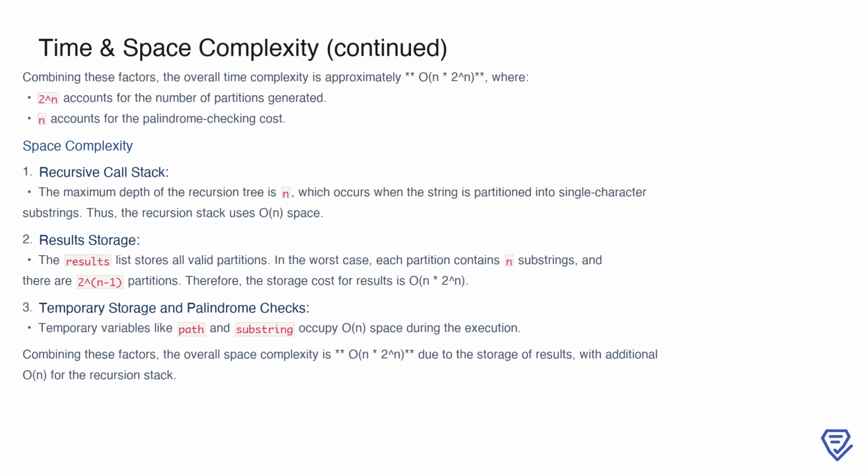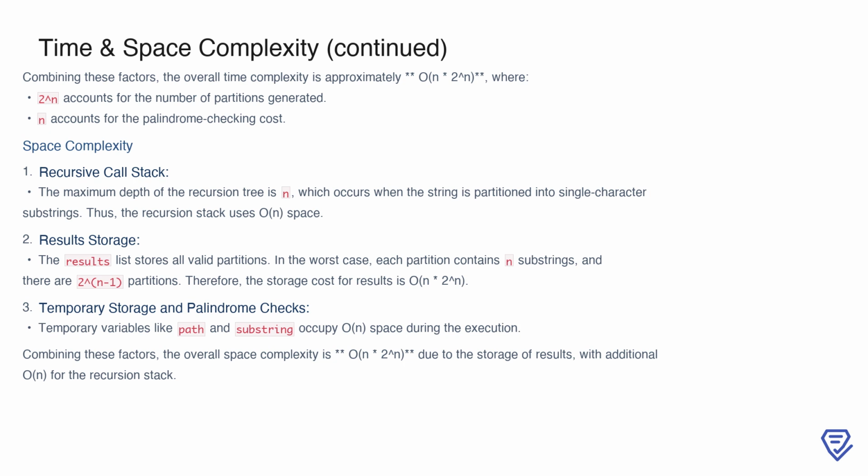Turning to space complexity, the recursive nature of the backtracking algorithm means that the maximum depth of the recursion tree is n, corresponding to the scenario where the string is fully partitioned into single characters. This gives a recursion stack space of O(n).